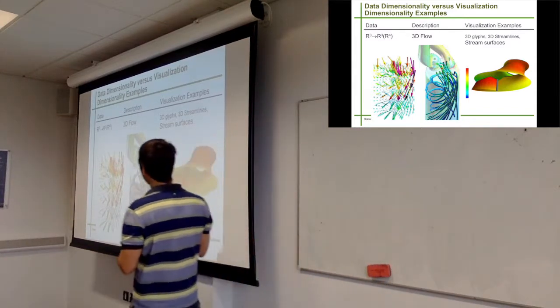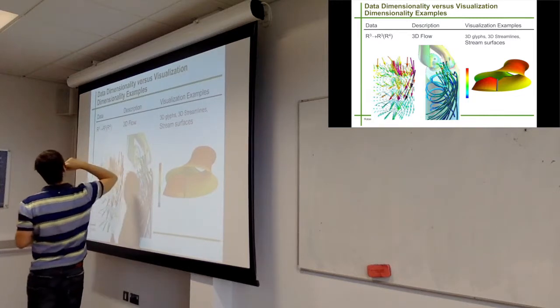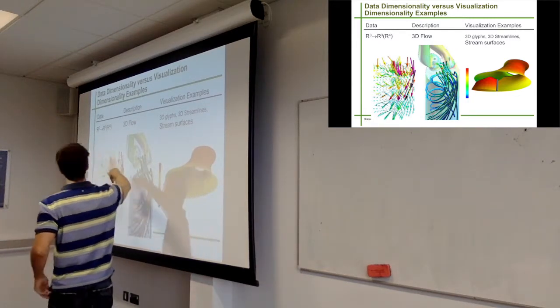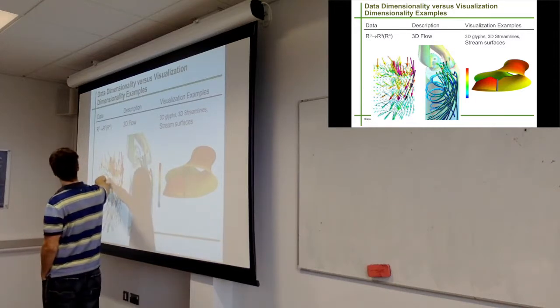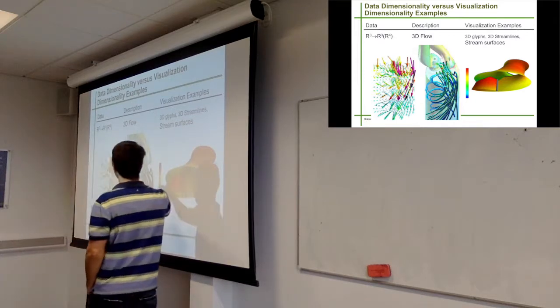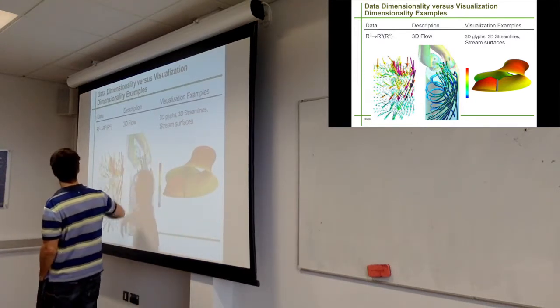Here's an example of 3-dimensional data in three-dimensional space. So this is an example where the vector glyphs, the magnitude is changing. And the position is a spatial grid, a polar spatial grid.